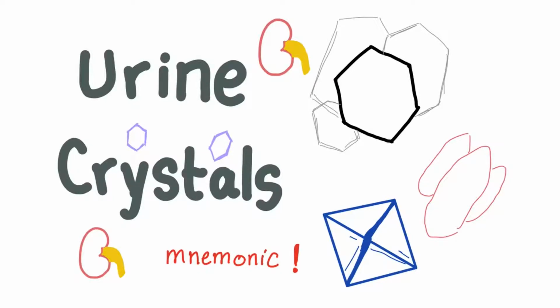Let's talk about urine crystals. Urine crystals are urine sediments that have specific shapes under microscopy. If you know the shape, you can know what type of stone it is, and it will be of great help on your board exam because it will describe the stone. For example, a hexagonal shaped stone is cysteine, rhomboid is uric acid, etc. So that's the topic of today's video.